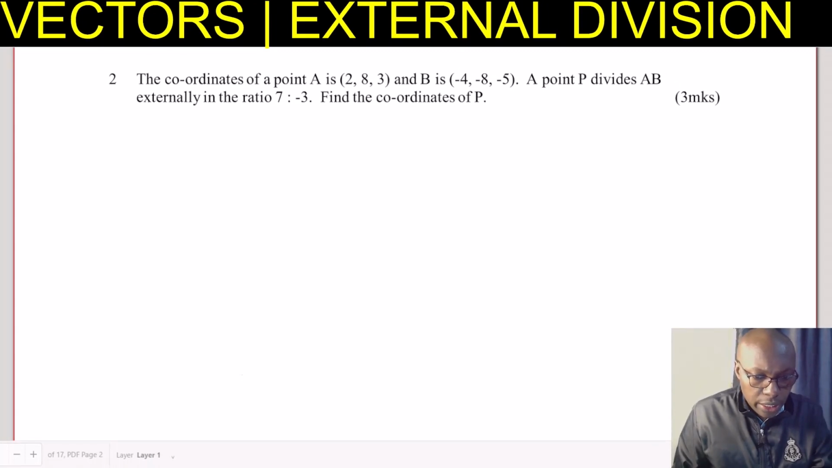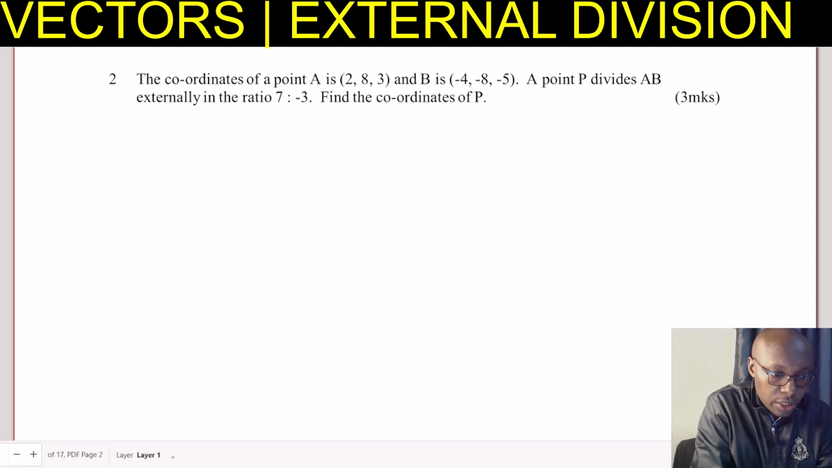We're going to use the ratio theorem to solve this question. Let me show you how you use the ratio theorem. We shall obtain the position vectors of A, B, and P. So I will start by drawing a line. So let me draw a line here.